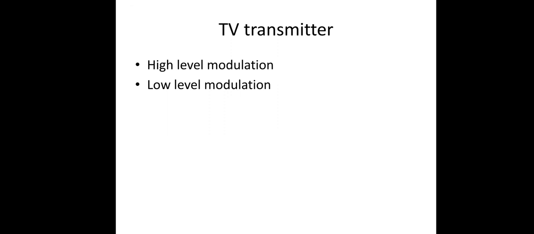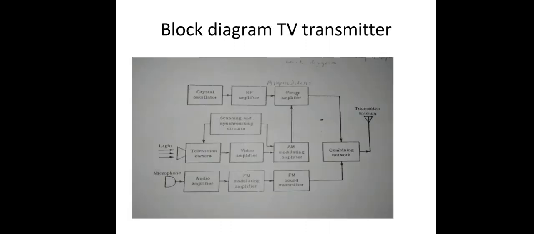Then the sound waves incident on the microphone are converted into electrical audio signals, and this audio signal is amplified and frequency modulated onto a high frequency carrier. Then the AM picture and FM sound signals are radiated by the same transmitting antenna by using the combining network. There are basically two types of TV transmitters: high level modulation and low level modulation. This is the block diagram of the TV transmitter.